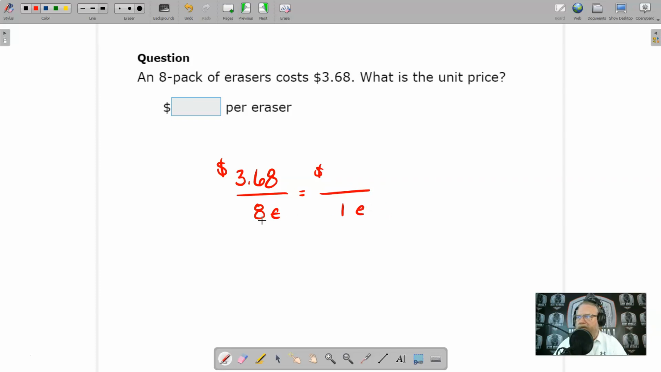So we would have to divide by 8 to get from 8 to 1. So let's divide $3.68 by 8 as well. And if I do 3.68, divide that by 8, I'm going to get a result of 0.46. So it's going to be 0.46 or 46 cents per eraser.